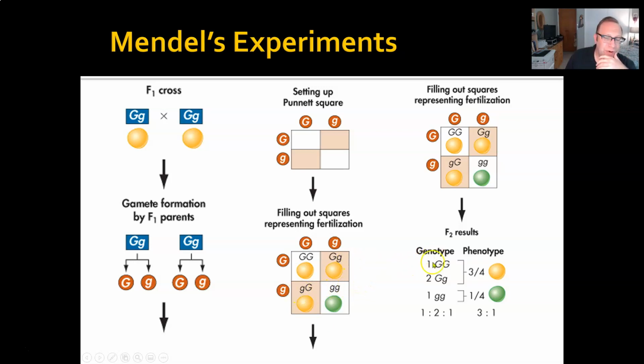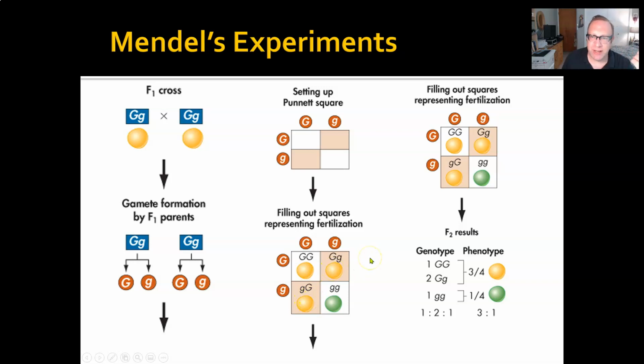And so the genotypes end up being 1 homozygous dominant, 1 heterozygous, 1 homozygous recessive. So you get a ratio of 1 to 2 to 1. The phenotype, on the other hand, looks different. The phenotype of the dominant one is the only one to show through in the heterozygous individuals.